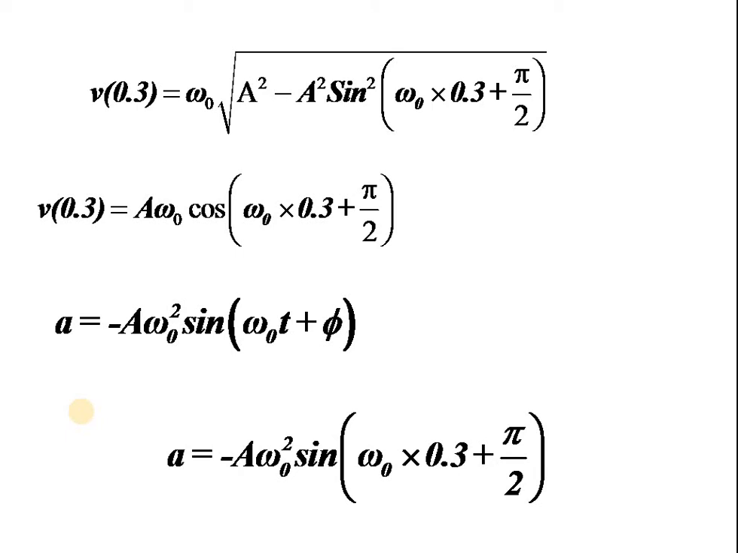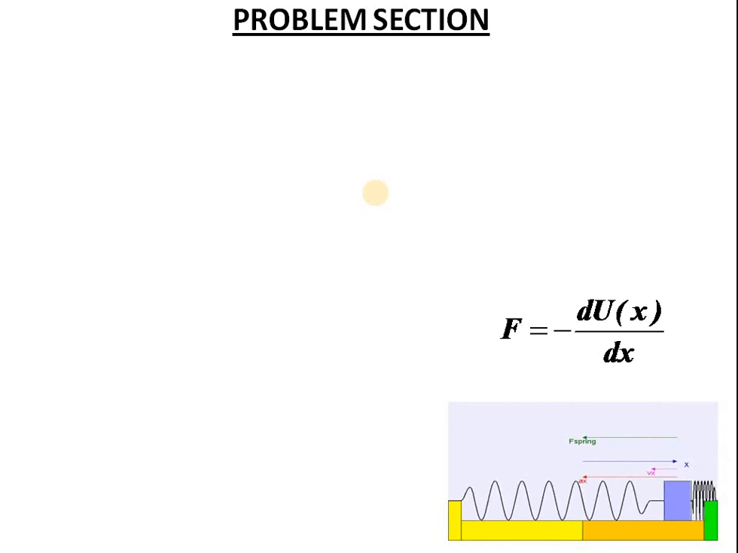I told you, but keep in mind that always the phi should be taken care of. Phi is showing the initial position. For the mean position, phi will be 0, but for the extreme position, phi will be equal to pi by 2. That should be taken care of.